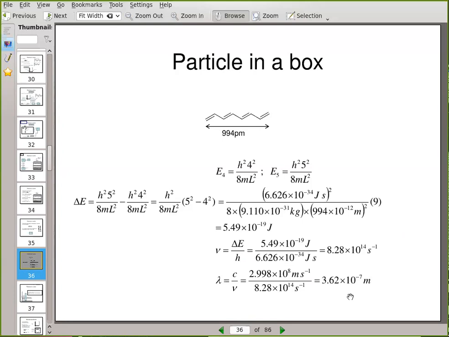So this is a real application of quantum mechanics to a real life situation where we've got electrons that are confined to a region of one-dimensional space. Okay, are there any questions?